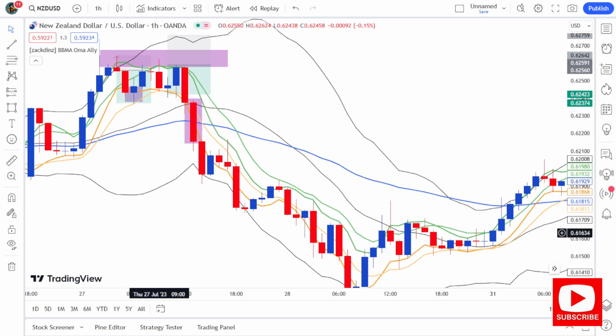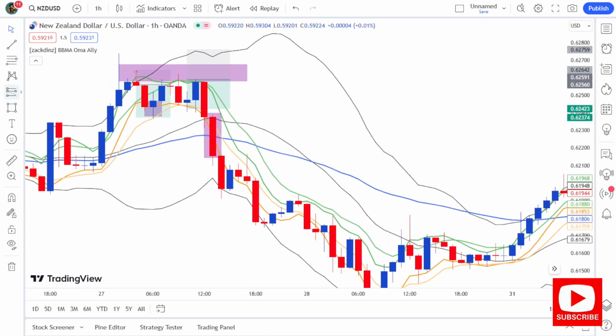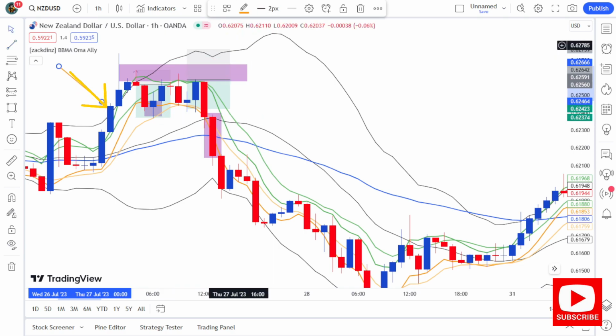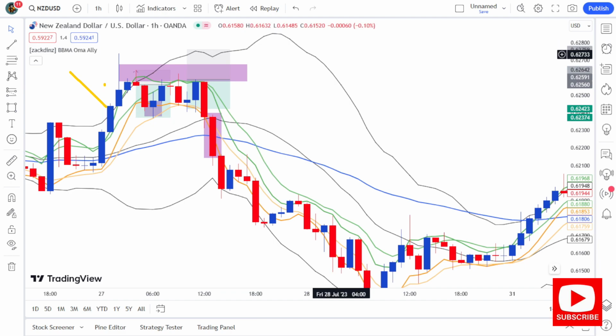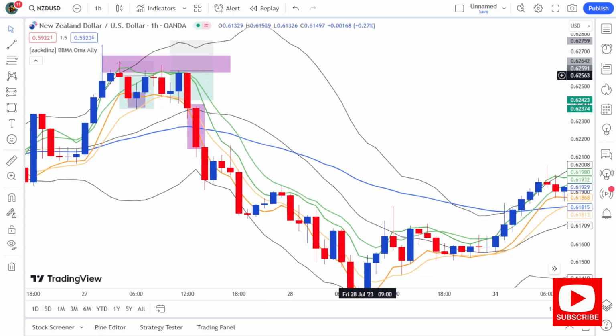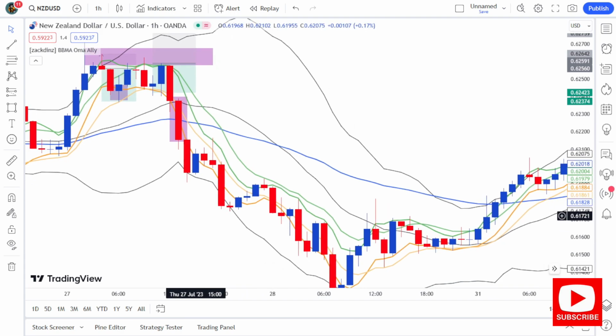While in an uptrend, as we can see here, price closed above the top Bollinger Band, making this a momentum candle. Now this is not always the case because Bollinger Band has two directions, which is vertical and horizontal. Once a momentum candle appears in a vertical direction, that is when it is a confirmed momentum.